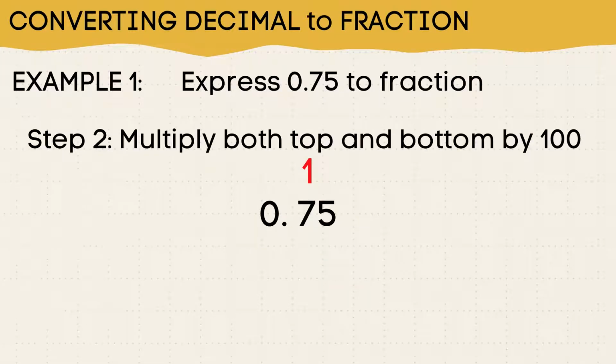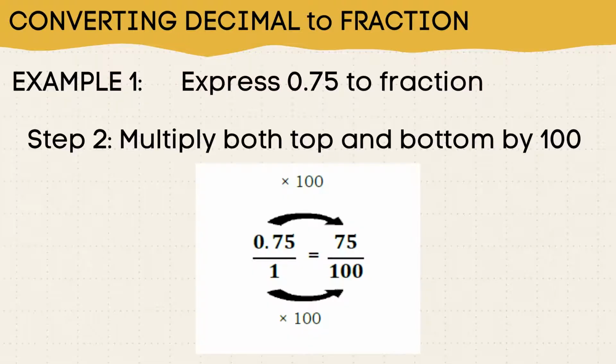So for step 2, we are going to multiply both top and bottom by 100. But why 100, ma'am? Because how many digits are there in the decimal part of our given? Let us count. Okay, 7 is the first, and then the second is 5. So how many digits do we have? So we have 2. Therefore, we are going to make use of 100 as the multiplier.